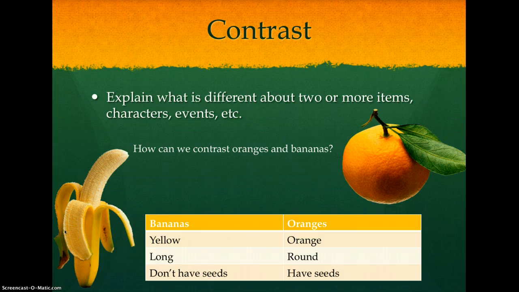How can we contrast? Well, we explain what is different about two or more items, characters, events, etc. How can we contrast oranges and bananas? Well, bananas are yellow. They're long. They don't have seeds. Oranges, on the other hand, are orange. They're round and they have seeds.